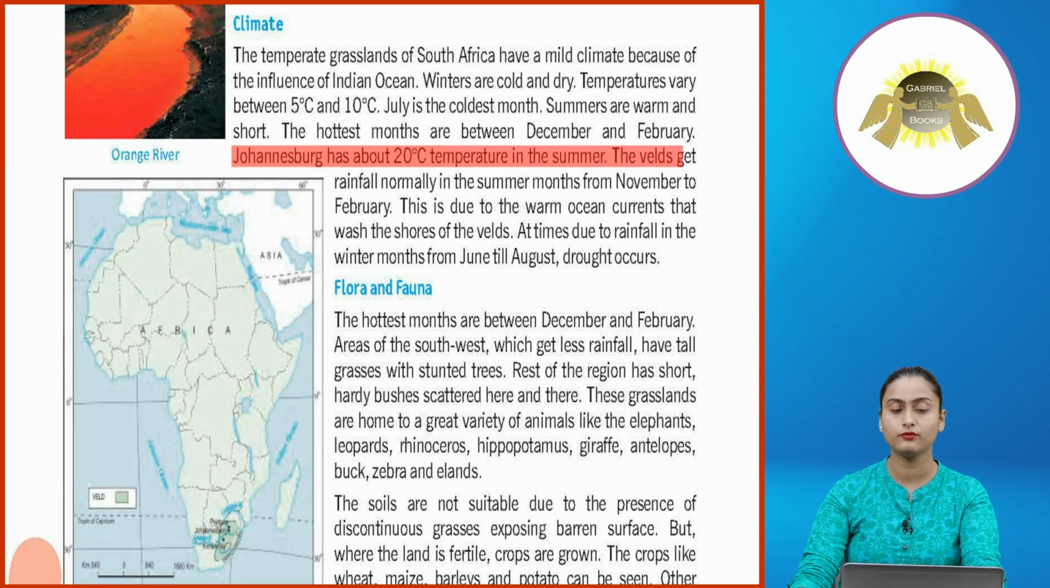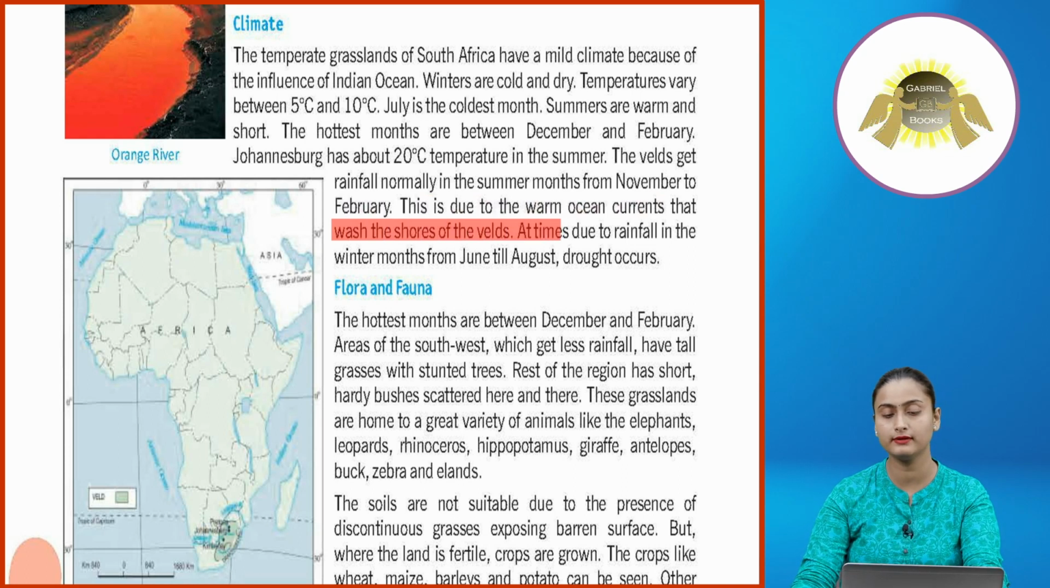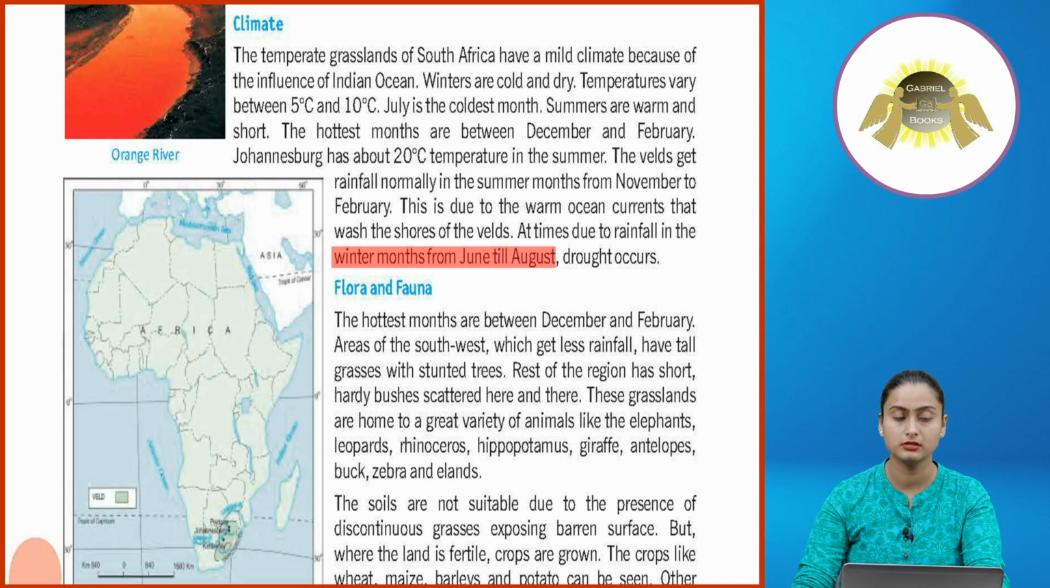The veld gets rainfall normally in the summer months from November to February. This is due to the warm ocean currents that wash the shores of the veld. At times, due to lack of rainfall in the winter months from June till August, drought occurs.